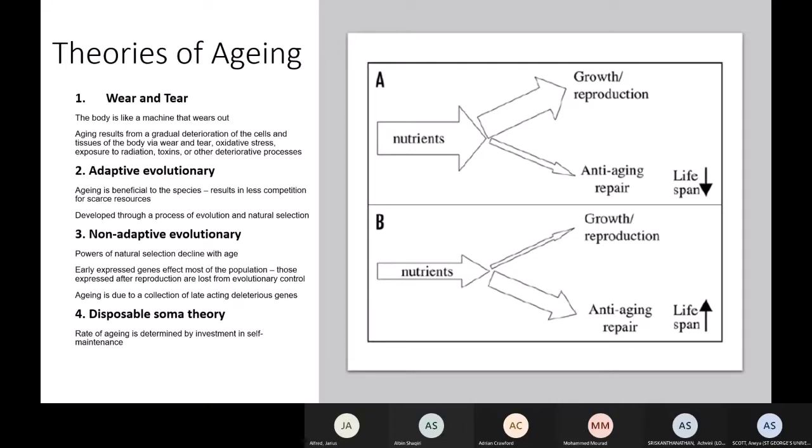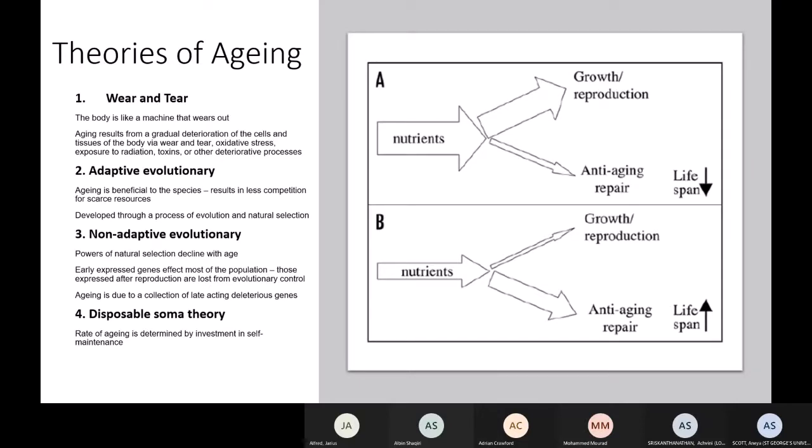Then second, you've got adaptive evolutionary. That's the theory that aging is beneficial to the species as a whole because it results in less competition for resources, for example. Then the third is non-adaptive evolutionary, which is a theory that doesn't really have much backing behind it, but it's the theory that you have these early expressed genes that affect most of the population, and they're the ones that affect who reproduces, and genes that are expressed after you've reproduced aren't going to be taken into account in that process. So aging is due to a collection of these late acting genes that you don't pick up before reproduction. That doesn't have much backing to it, and it's probably one of the least thought about theories.